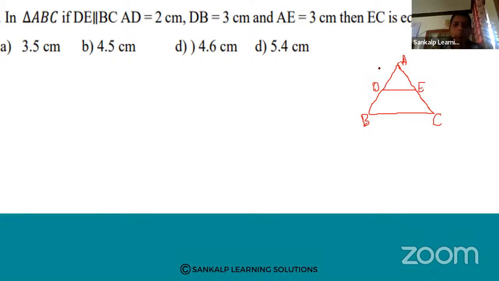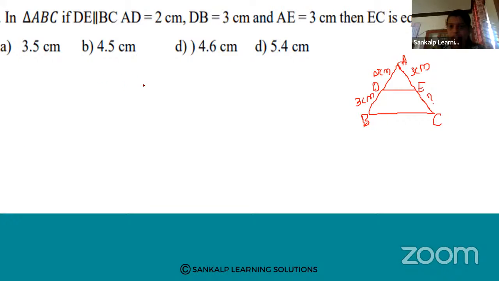Okay. AD value they have given, that is 2 centimeter. Right? And DB value is 3 centimeter. Okay. AE value is 3 centimeter. And we need to find out EC is equal to. So EC we don't know. We need to find out EC.